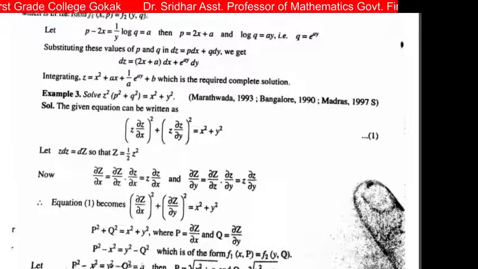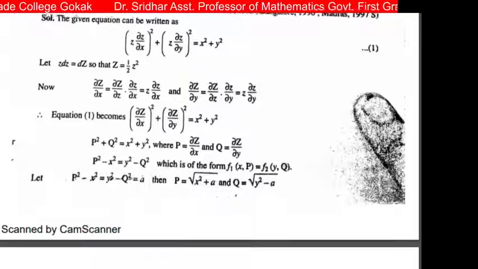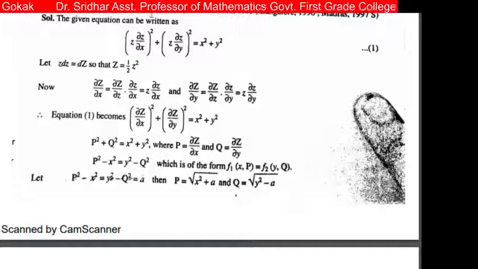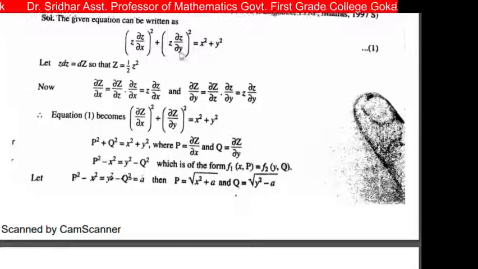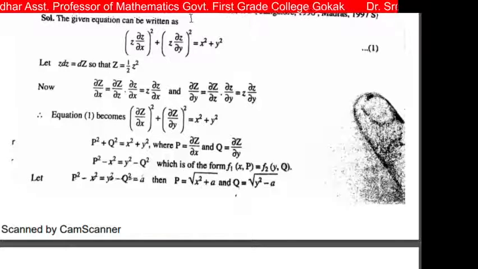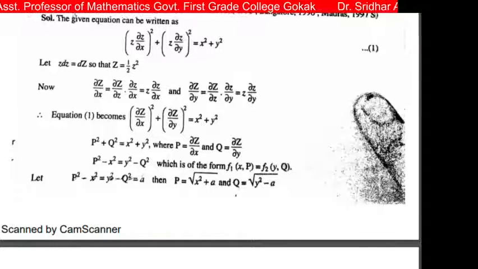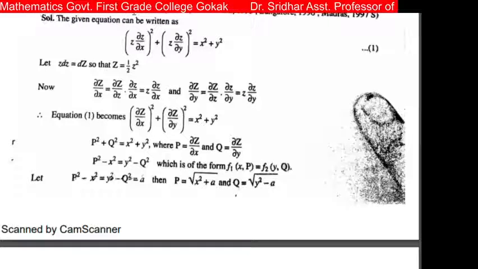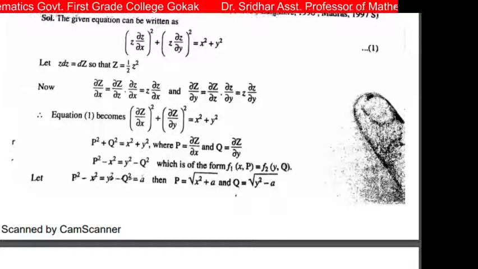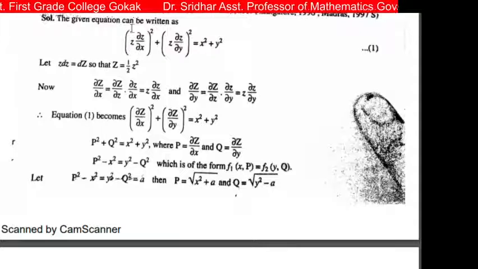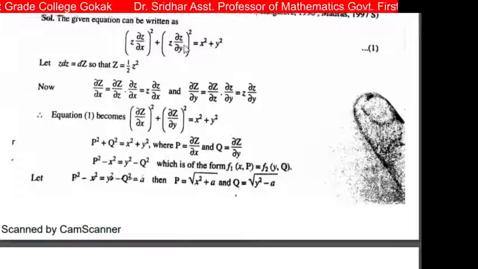Okay, so next we have another type of problem, that is solve z^2 (p^2 + q^2) = x^2 + y^2. Now in this case the equation can be written as, multiplying z^2 with the terms in the bracket, z^2 p^2 + z^2 q^2 = x^2 + y^2. Here p means ∂z/∂x, and q means ∂z/∂y.